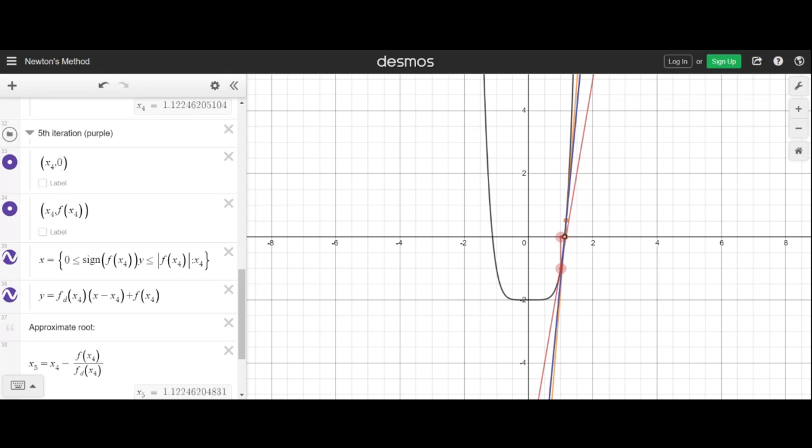Actually, if we round, I want to be a little careful how I say this. What we're going to do is round x sub 4 and x sub 5 at the 8th decimal place. If we stop at the 8th decimal place, then obviously we're going to round that last decimal place. So x sub 5 rounded to the 8th decimal place would be 1.12246205. That's what it would be.